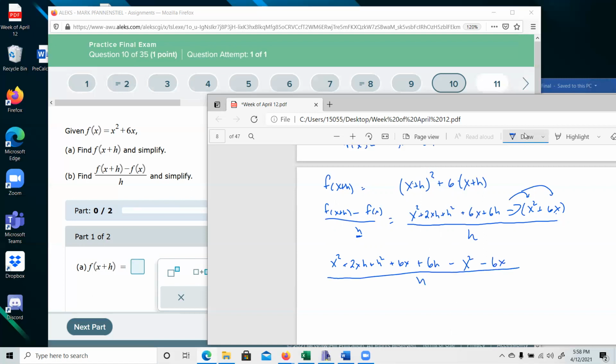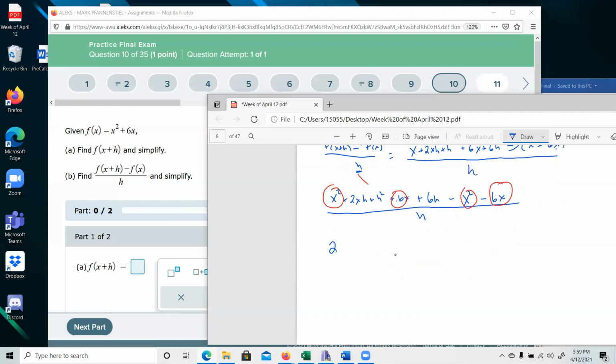Okay, now there's some stuff that cancels, isn't there? This x squared here, one's positive, one's negative. How about a 6x? Positive 6x, there's a negative 6x. And then nothing else is going to cancel. So we're going to have 2xh plus h squared plus 6h. Those terms are gone, divided by h. Be careful not to cancel just one h. You've got to do this.